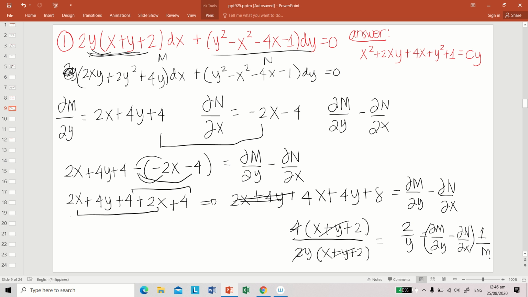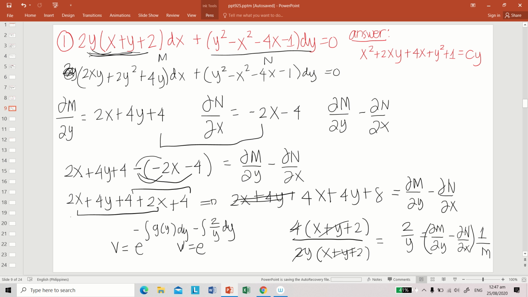So our integrating factor will become v equals exponential of negative integral of g of y. So we have v equals exponential of negative integral of 2 over y dy.